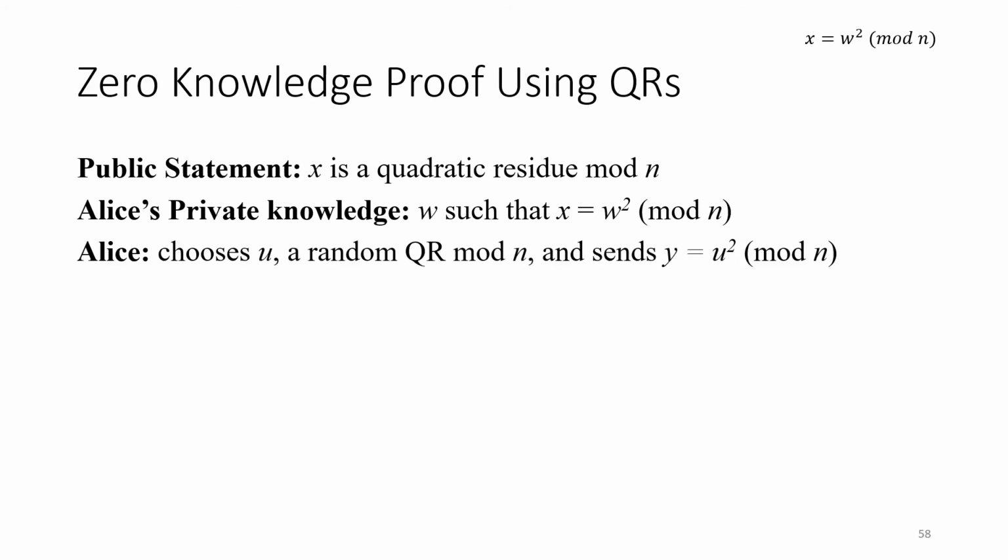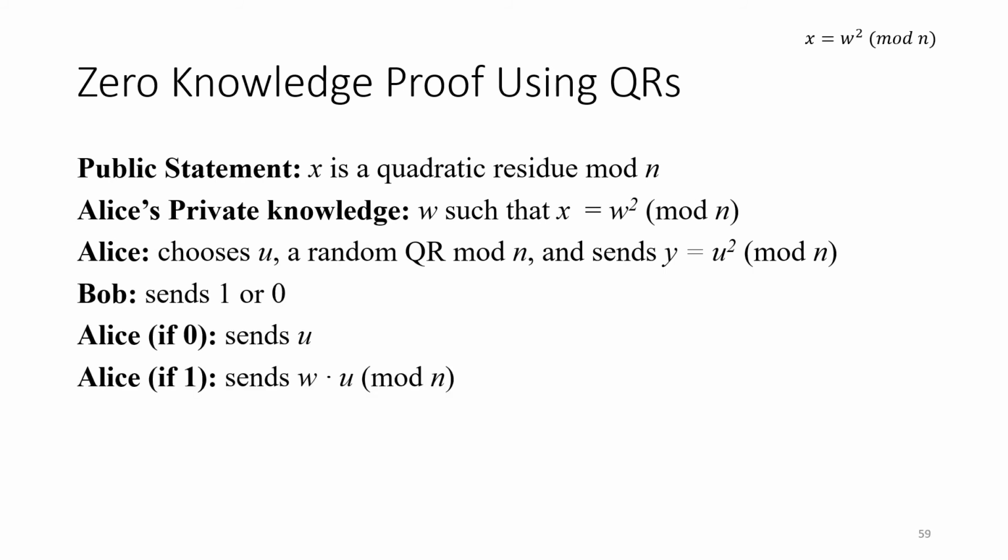So the first step, besides deciding the statement and knowing the private knowledge about that statement, we are going to choose U, a random quadratic residue mod n, and we're going to send Bob the quadratic residue that U generates. So we square U, we mod it, call it Y, and we send that to Bob. That is a new quadratic residue.